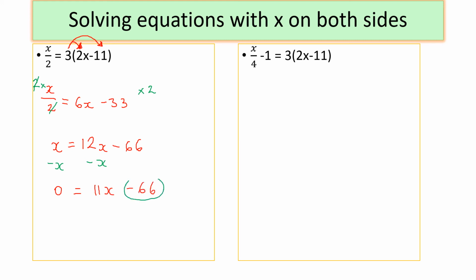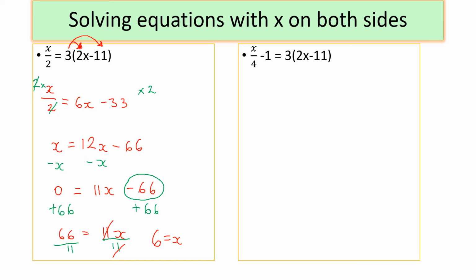Now I want to get rid of my number from the right side. I need to do the opposite, so that is adding 66. Okay, 0 plus 66 is 66, and then that is equal to 11x. Now 11x means 11 times x, so I need to divide by 11 again both sides. 11's cancel. 66 divided by 11 is 6.